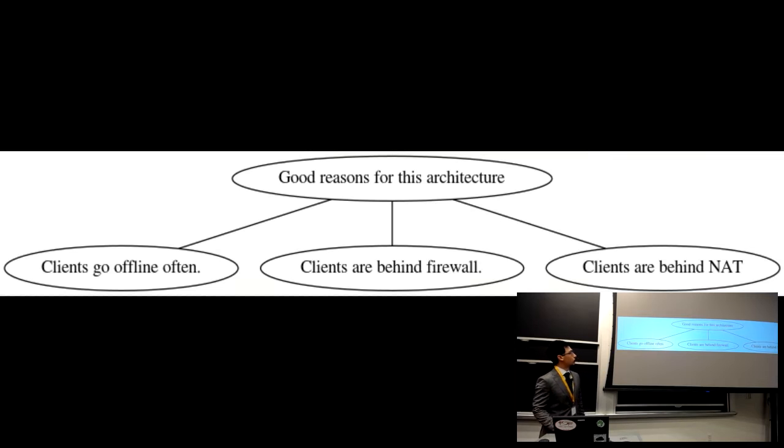There are actually some good reasons for this. If the clients go offline often, and the server doesn't, then that's useful. For example, I'm on a bus, that computer has a bad internet connection, but we trust that the server is going to be always up. So that's one reason to do it. Another reason, if the clients are behind a firewall, which you could perhaps just reconfigure. Another reason, if the clients are behind a NAT, so you can't actually get the IP address of the other one.